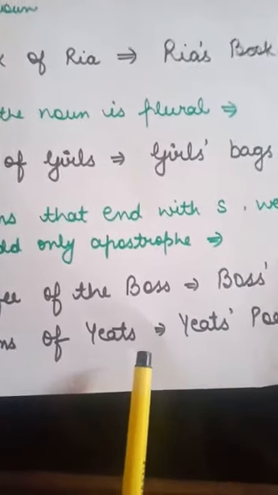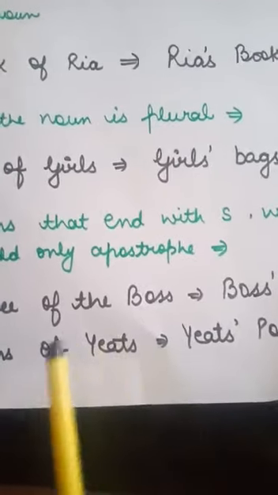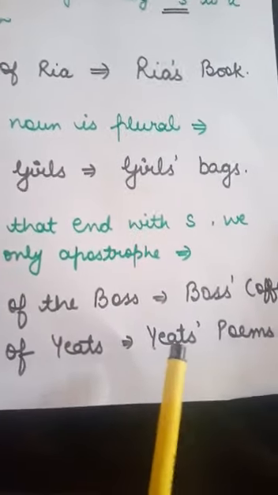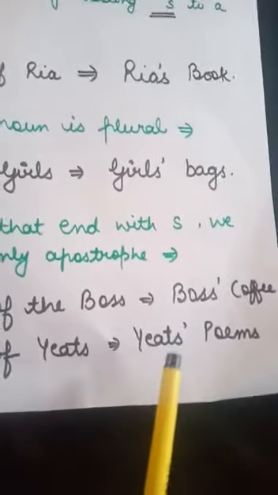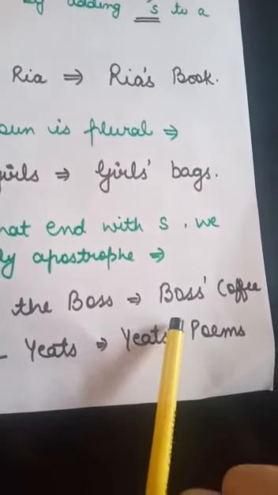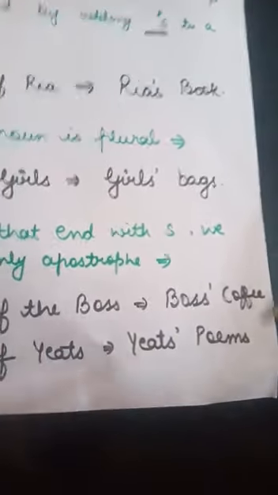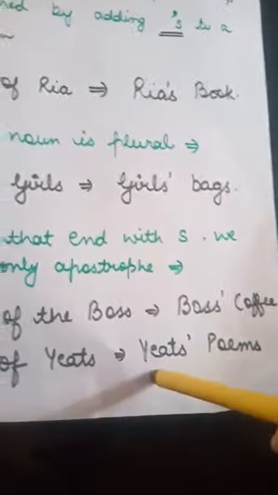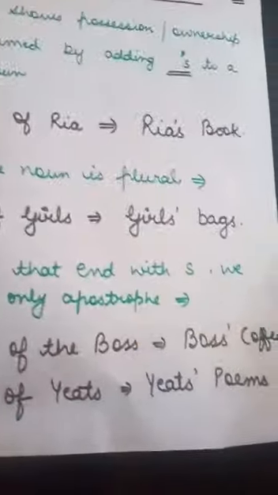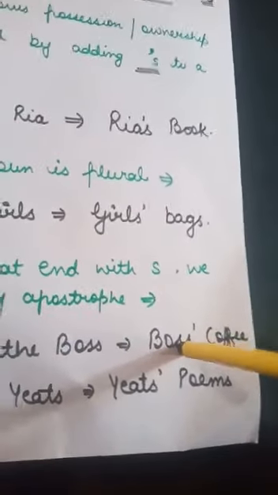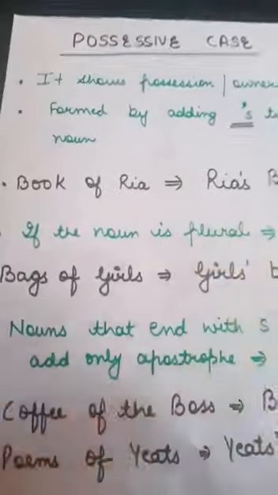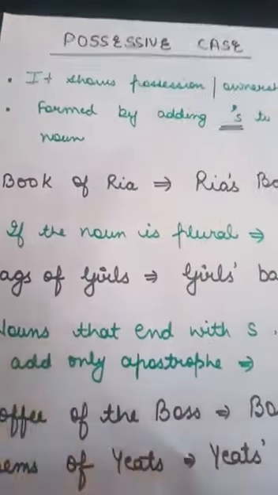Yeats is a name. It looks like it is plural, but actually Yeats is a name. So what are we going to do? Yeats. We are not going to put any additional s. Just after s we are going to put an apostrophe, then poems. So Yeats' poems means that these poems are of Yeats. Or the boss' coffee means coffee of the boss. Yes. So in this way you can change simple nouns into the possessive case.